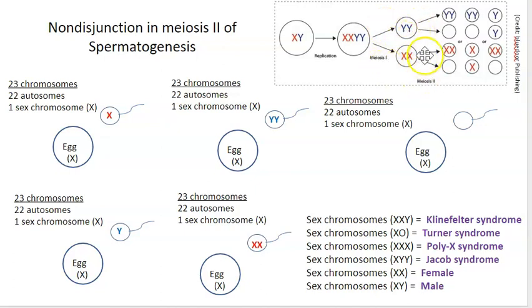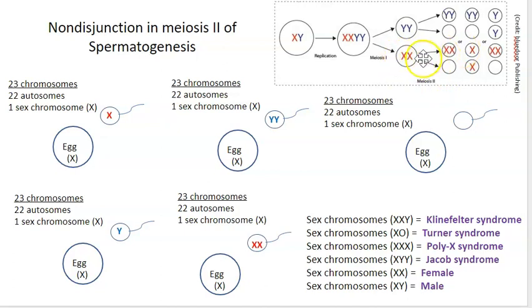Worst case scenario, we have non-disjunction in both. So both Y's go into one gamete, no sex chromosomes go into the other. Both X's go into one gamete. No sex chromosomes go in the other. In this case, 100% of the gametes are abnormal in regards to sex chromosome number.